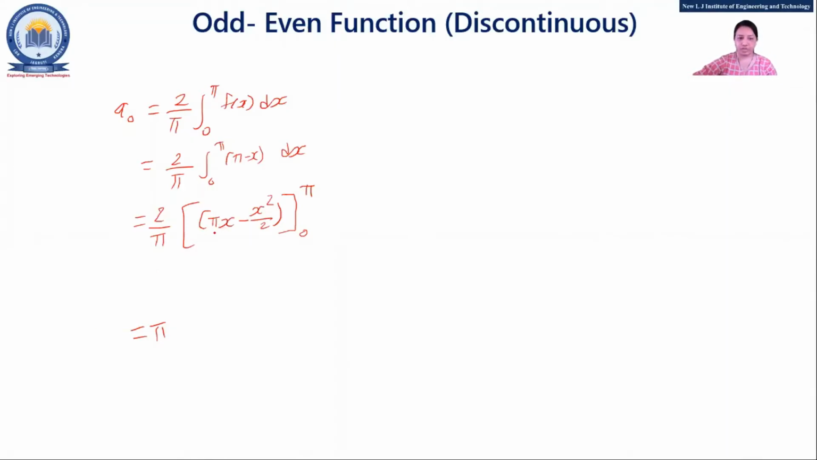Simple, right? Just put in pi, so you will get pi square minus pi square by 2. It's an easy one, right? Because the lower limit is 0, so x is 0 and obviously the first term is 0. If you put 0 there, that term is also 0. So pi square minus pi square by 2. Just simplify this, and you will get pi. This is a simple one, right?